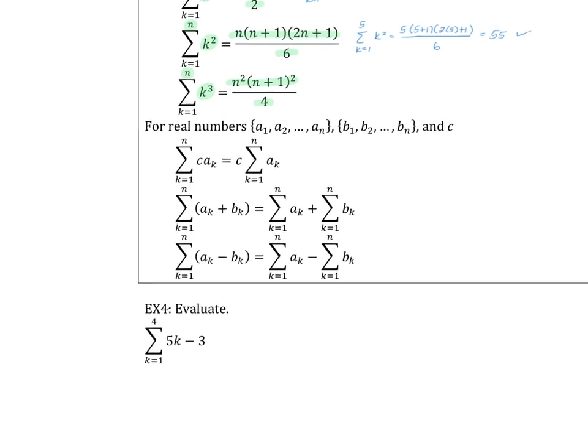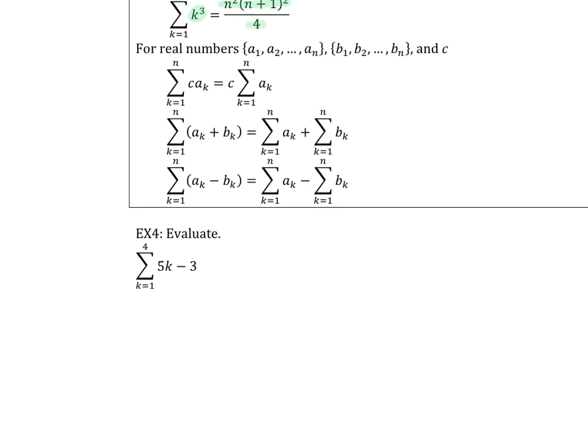Now we have these properties when we're looking at summations. One of the properties, and we'll use this quite a bit, is that if you just have a constant number times whatever the term or expression is, you can always pull that out to the front of the summation and then multiply by that value later on. If you're adding or subtracting two expressions in your summation, you can break it up into two different summations.